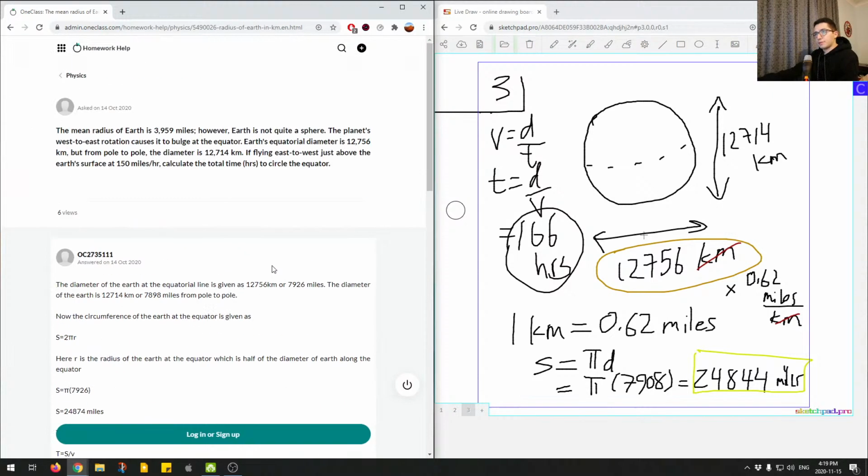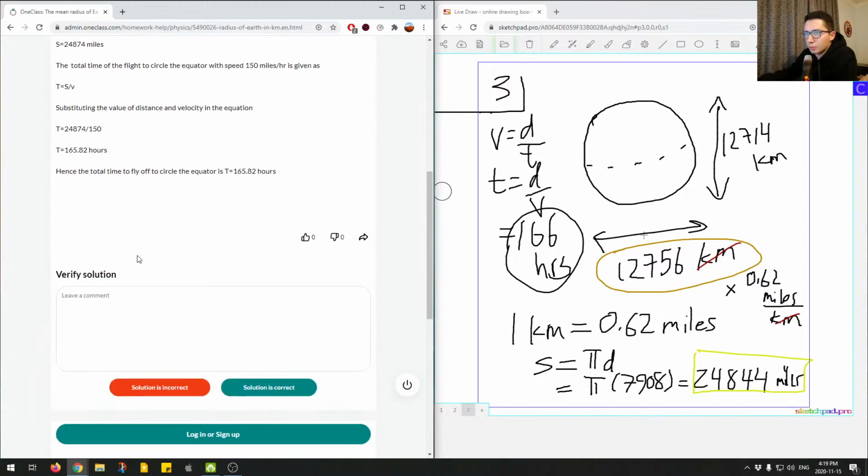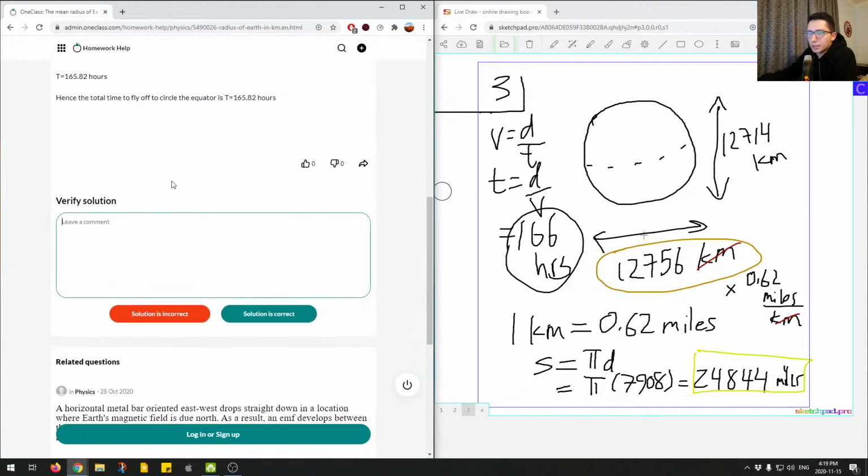So that's the step-by-step process to answering this question. Once again, just to summarize, they've given us some extra values, so we need to figure out what we actually need based on what the question is asking. So it's good to write out these values, but then look at the question and figure out which values you really need. And we end up with 166 hours. So correct answer.